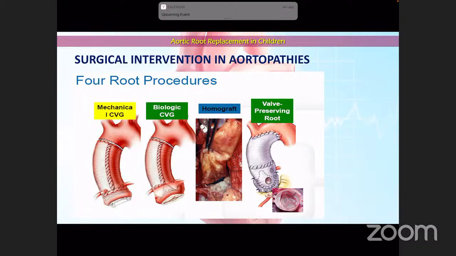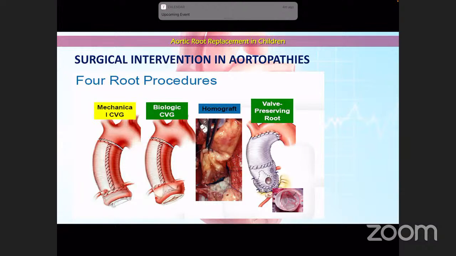If you don't want to use a mechanical valve, there are biological valve conduits that are available, where you do the same as a Bentall, and some would call it a biologic Bentall, where you also replace all of the aortic root and you transfer the coronaries. You may also want to replace the aortic valve and the root and use a homograft in that position.